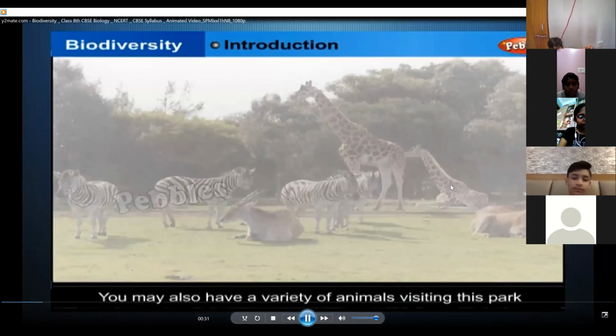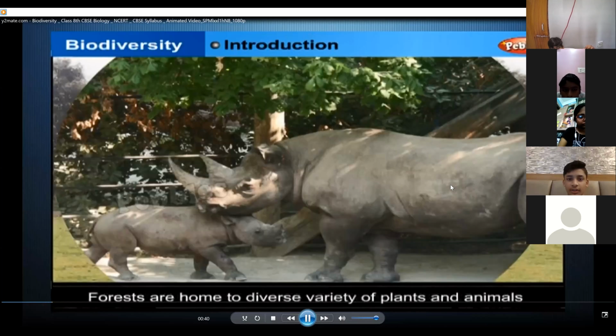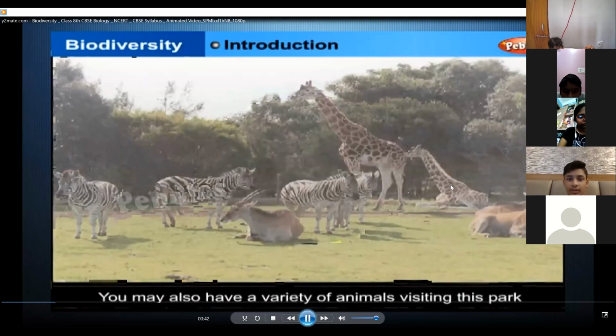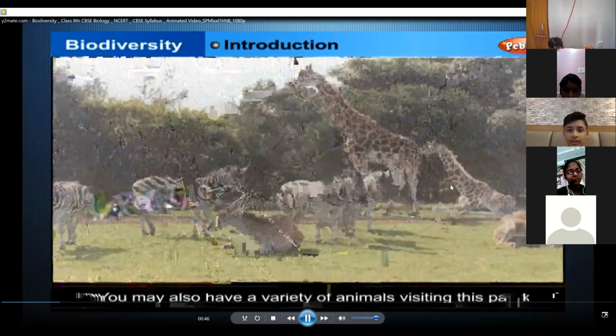Forests are home to a diverse variety of plants, and the type of plants and animals found in a forest depends on the soil and climatic conditions of the region. The existence of a diverse variety of plants, animals, and other living forms is known as biodiversity.